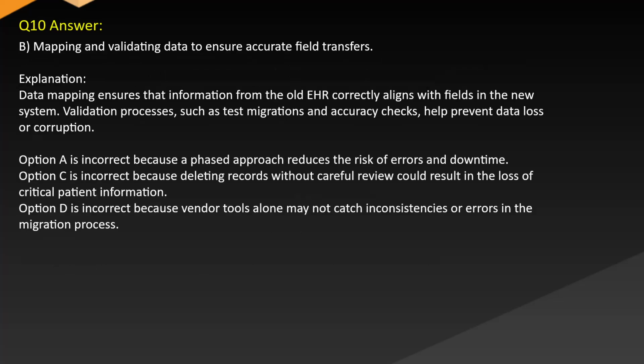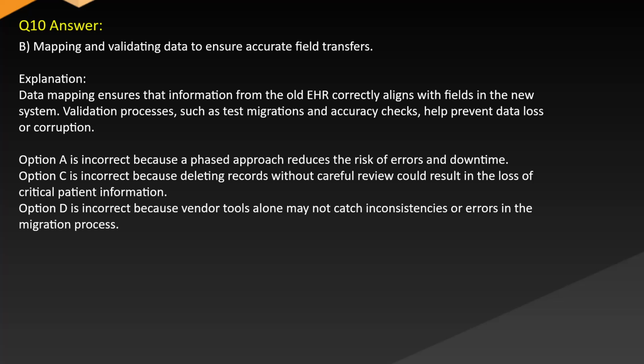Answer: B. Mapping and validating data to ensure accurate field transfers. Explanation: Data mapping ensures the information from the old EHR correctly aligns with fields in the new system. Validation processes, such as test migrations and accuracy checks, help prevent data loss or corruption.